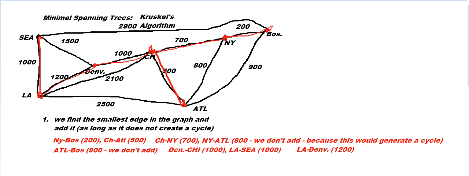Same with 2,100 LA to Chicago, that would create a cycle. 2,500 LA to ATL, that would create a cycle. And 2,900 Seattle to Boston, that would create a big cycle here. If we were to add that, that would create this loop going around. So we're finished.